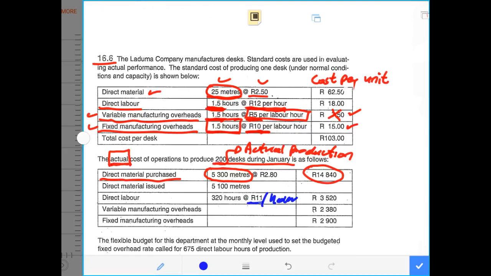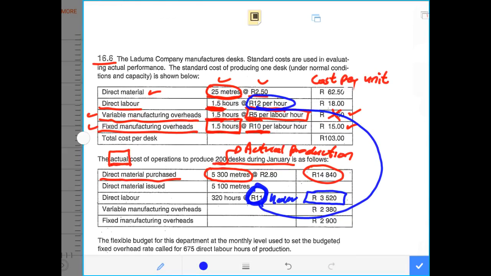Therefore now we have to compare this 11 rand with the standard rate of labor per hour, and our standard rate of labor per hour was previously at 12 rand per labor hour. So now the company budgeted that they will pay their employees 12 rand per hour, but they actually paid them 11 rand per hour. So obviously this variance will be very favorable, because the company is paying actual cost, which is less than the standard cost or the budgeted cost. Then the total is already provided to us, which is 3,520 rands.